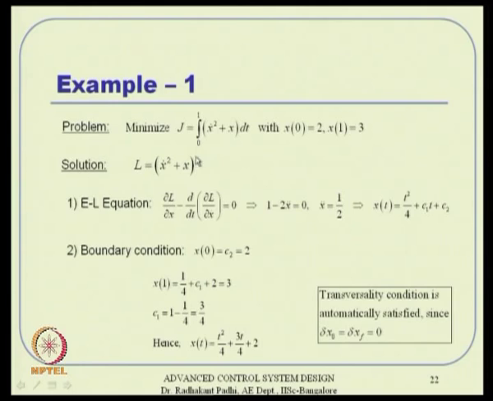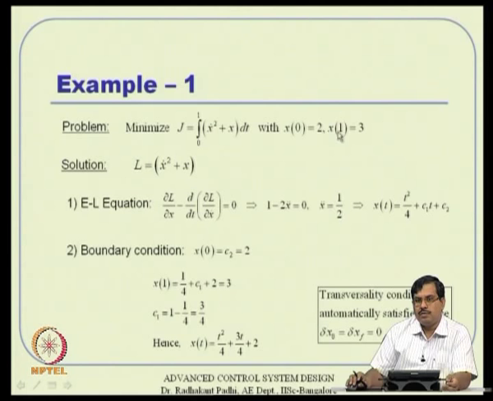So, let us very quickly see an example. We want to minimize this cost functional with respect to these boundary conditions. Remember, t 0 is 0, t f is 1, x 0 is fixed at 2 and x f is fixed at 3. So, it is a fixed endpoint problem. If this is L, whatever is inside the integral, first we apply the EL equation, which gives del L by del x, which is 1 from here, and del L by del x dot is 2 x dot, and the derivative of that is 2 x double dot.